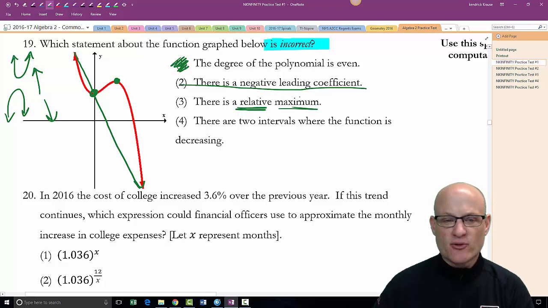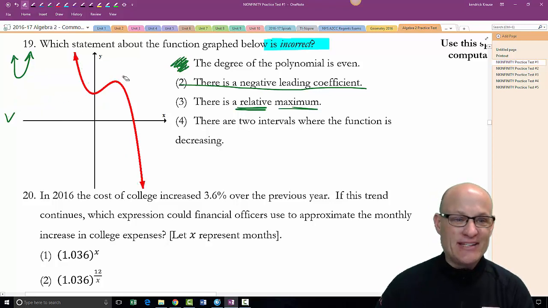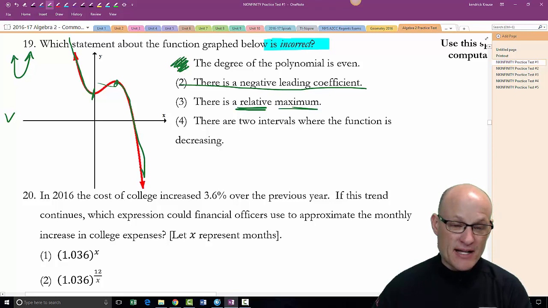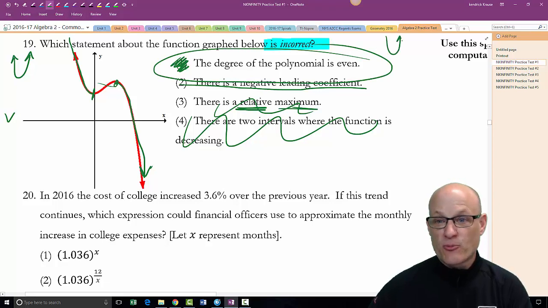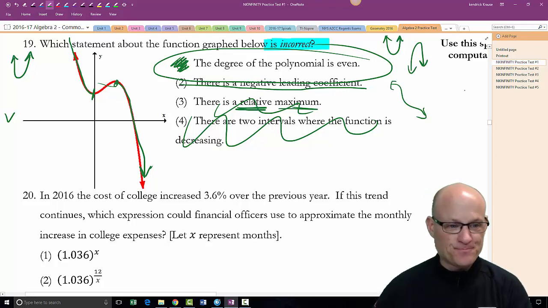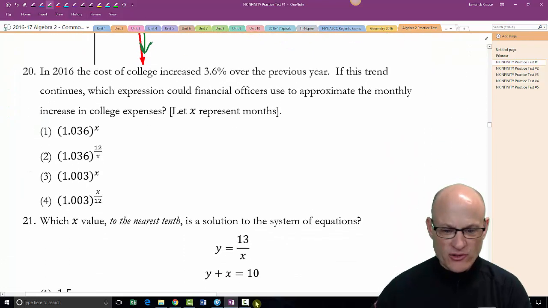There are two intervals where the function is decreasing. Sure, it's decreasing from negative infinity to right about there, and it's decreasing from there to positive infinity. So that one doesn't work and that one doesn't work. But you have to remember, even functions either both point up or both point down. Odd functions go in opposite directions. Okay? Only a few questions left.